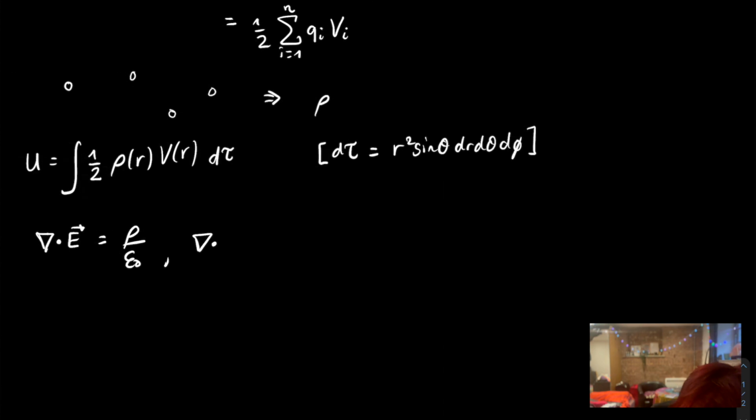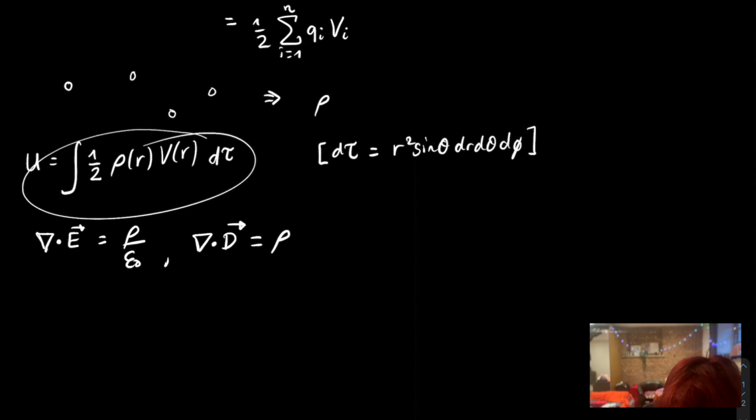But since this could also apply for a material, what we're actually going to use is the similar equation for Gauss's law, that the divergence of D is equal to the free charge right here, because we want to keep this as general as possible, and so we're going to use the electric displacement vector. And so what we can do is go ahead and substitute this into the energy integral right here.